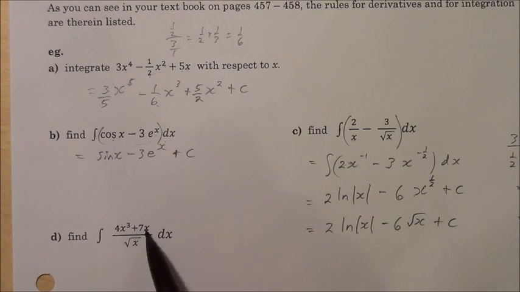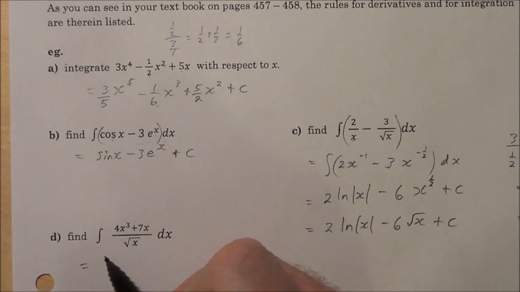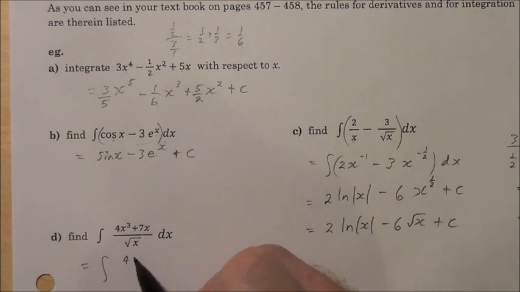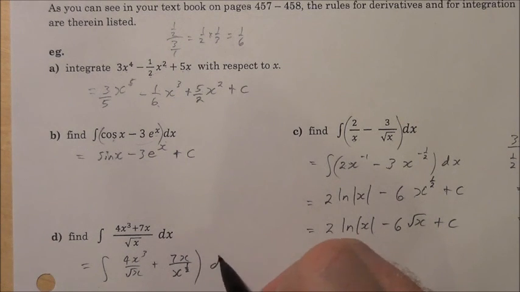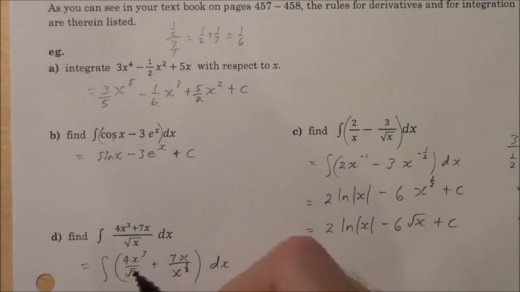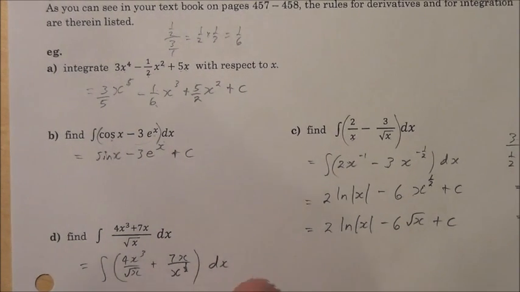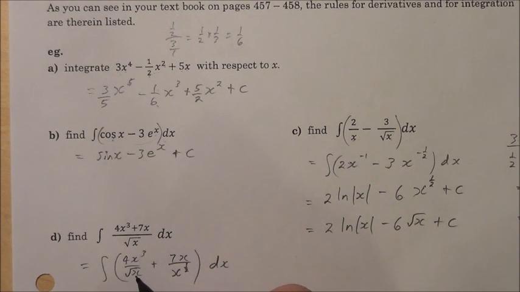Anytime there's a sum in the numerator, what I like to do is split that up. So it's the integral of 4x cubed over root x plus 7x over, actually this time I'll write it as x to the 1/2. I could have written both of them like that, but I'll just ease you into it. So this is also, of course, x to the 1/2.